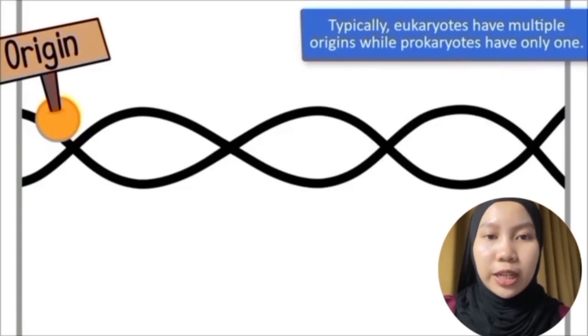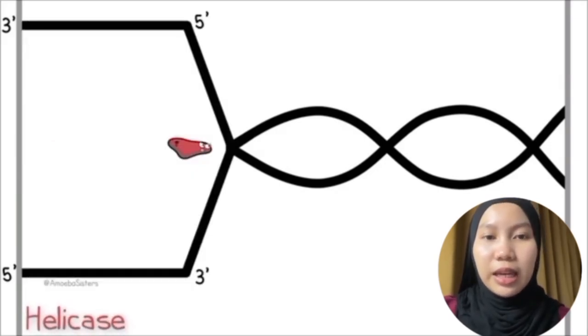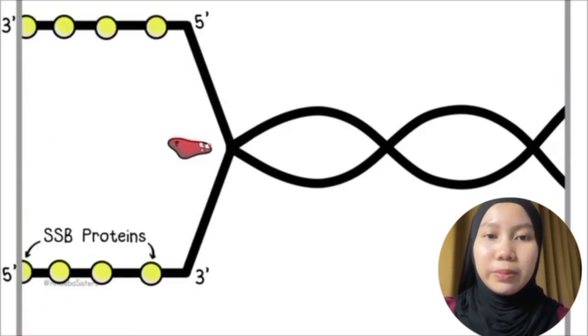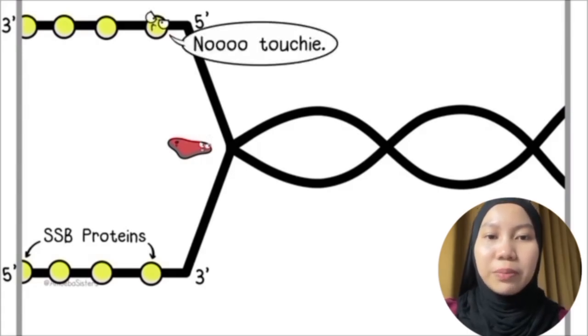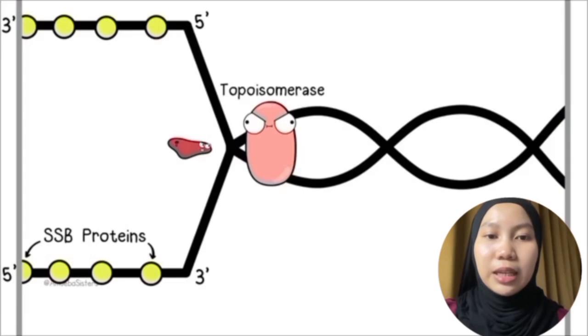DNA replication starts at a certain part called the origin. Usually, this part is identified by a certain DNA sequence. At the origin, helicase, the unzipping enzyme, comes in and unwinds the DNA. Here's the thing though, you don't want these strands to come back together. So, SSB proteins, which stand for single-stranded binding protein, bind to the DNA strands to keep them separated, and topoisomerase keeps the DNA from supercoiling.